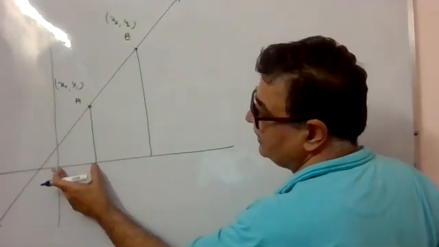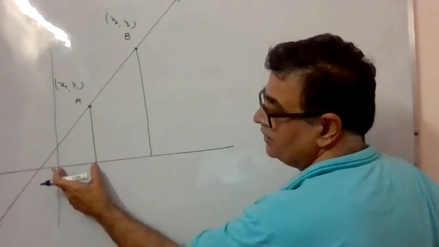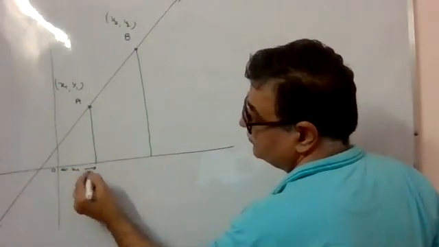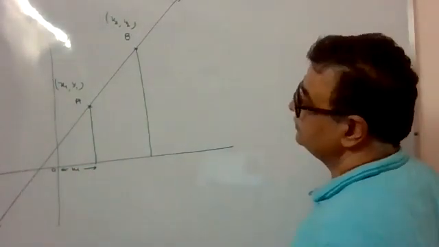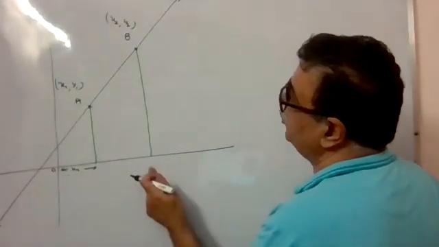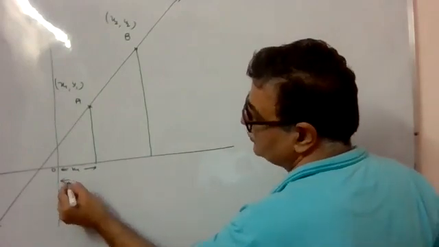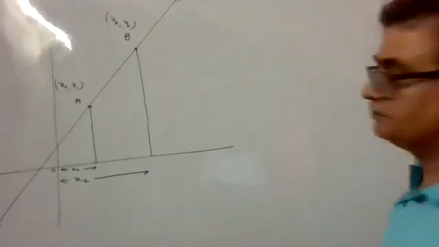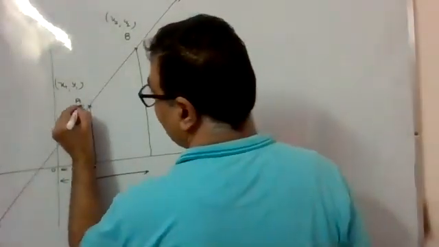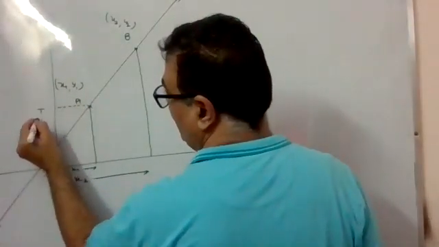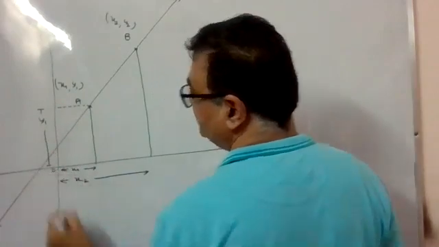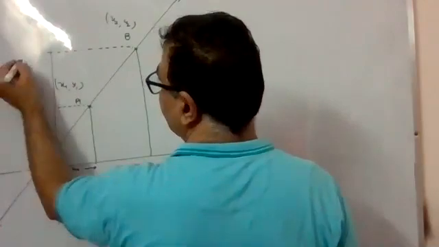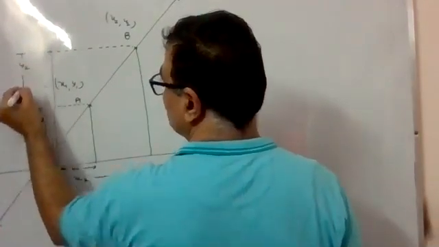From here to here, what will the length be? Is it the x coordinate? This is x1. From here to here, what will this length be? x2. Right? Same way, if I draw here, this length will be y1. And I draw the perpendicular here again. This length will be y2.